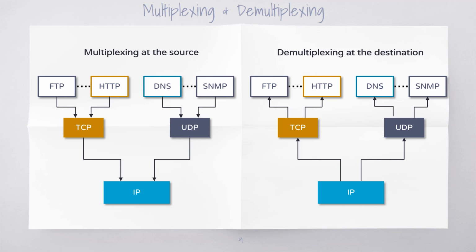So this is how multiplexing and demultiplexing is used. Basically, this concept allows the end system to use several protocols at a specific layer, depending on the application of interest.